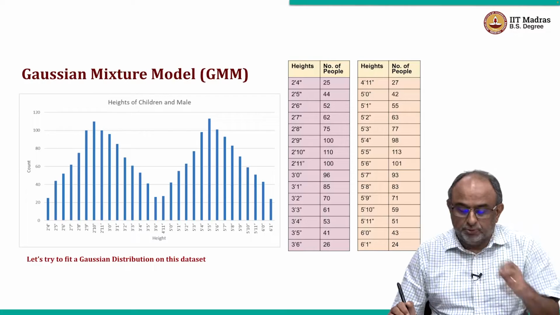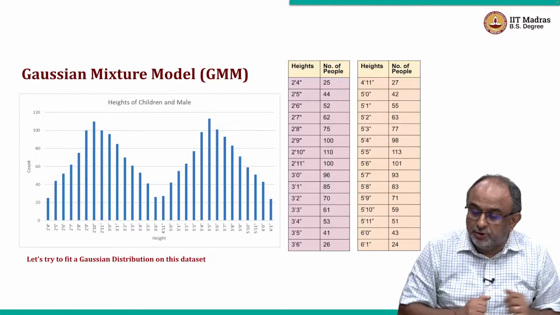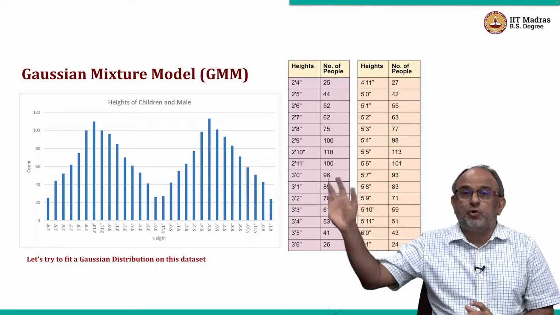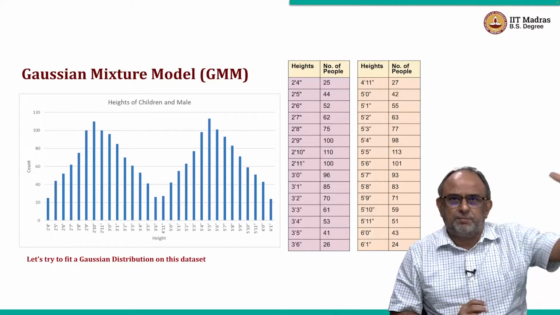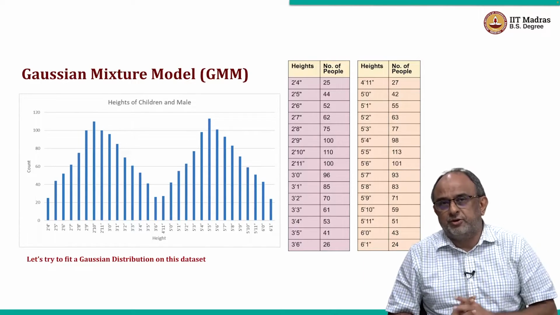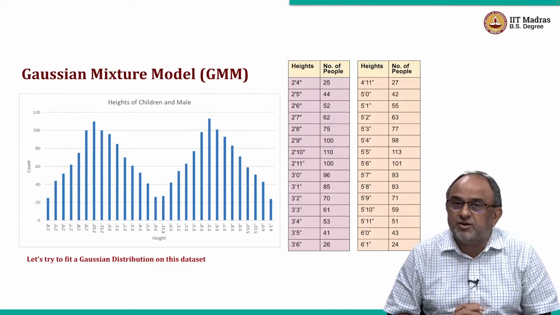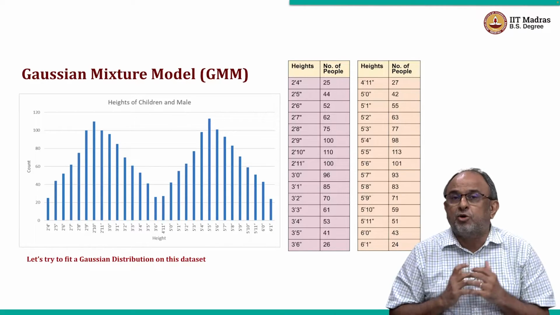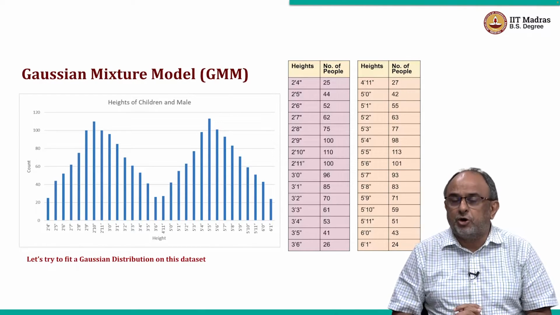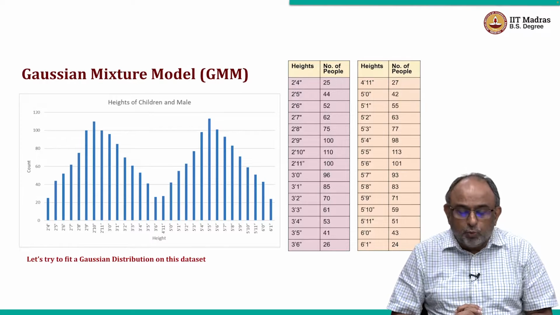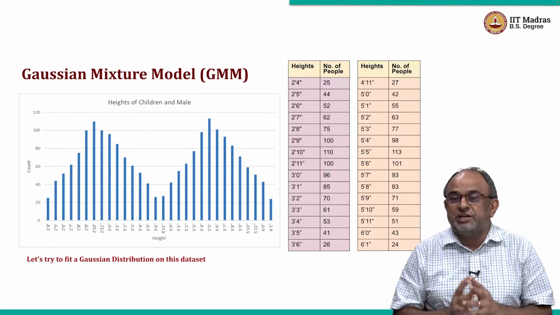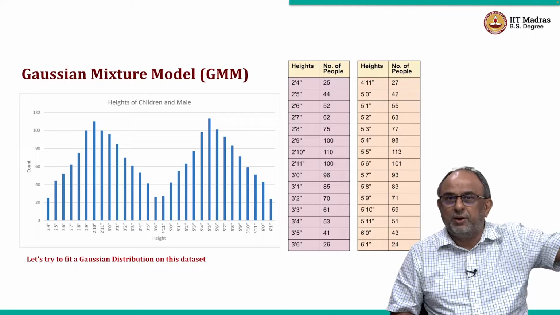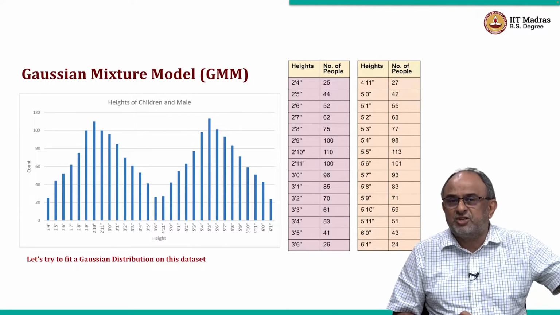So let me take some measurements. It so happens I went to a park, a park with parents and children. I measured the heights, only one dimensional now. We will go back to one dimension, no weights, no chest size, nothing. We only talk about heights. Now there are two distinct sets of population. One is the adults, which is the males and the females, and the other is children.